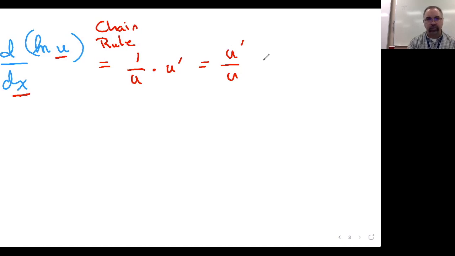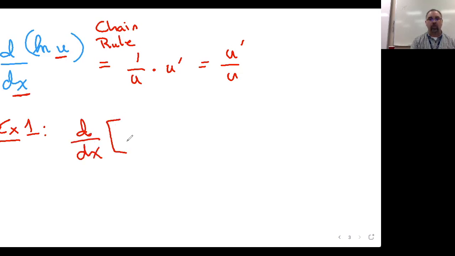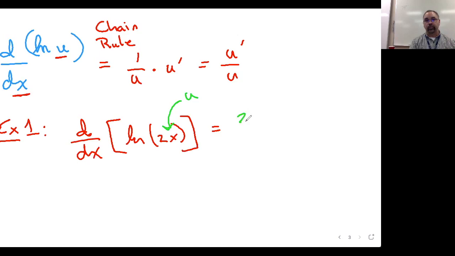Let's try it out with some functions. Yeah, here's an example for you. Example number 1. I want to find the derivative with respect to x of the natural log of 2x. Well, it's u prime over u. What's u? U is the function inside right there. That's u. So what's u prime? 2x derivative. 2 over 2x. Hey, those cancel out. And we just get good old 1 over x, right?